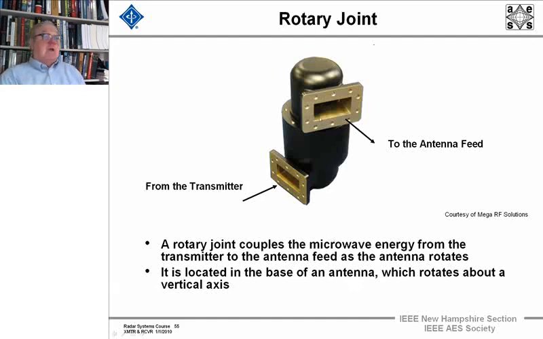The easiest way to look up all these losses, and that's what we always do when we're generating the losses between the transmitter and the receiver, is you can go online and look up any frequency. Oh, this picture was from Mega RF Solutions. You can look up and they'll tell you just what the losses are for this model rotary joint at this frequency.